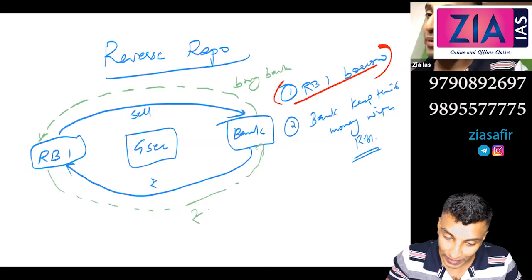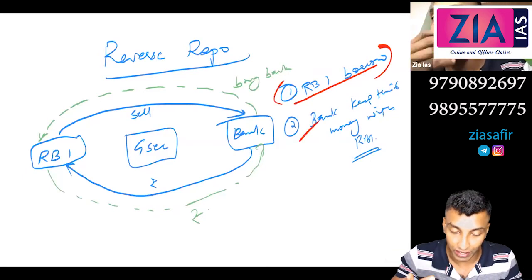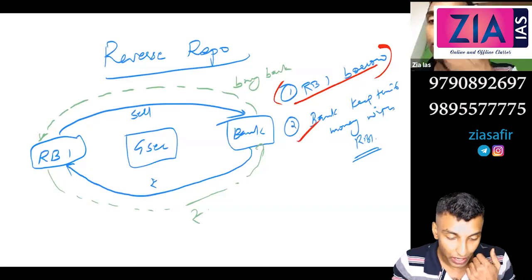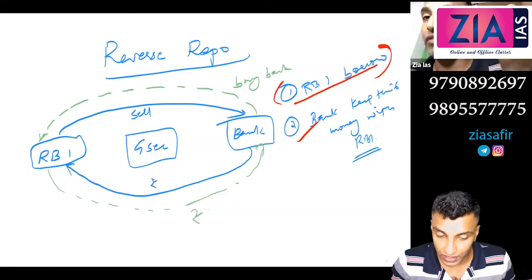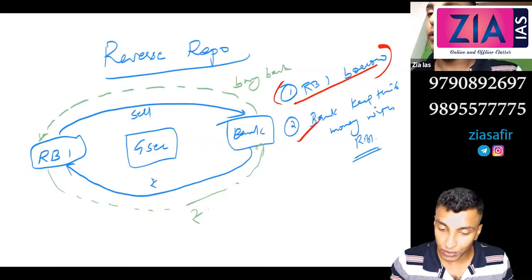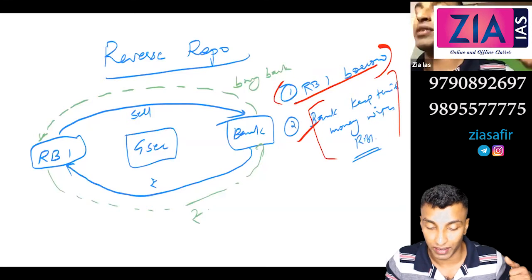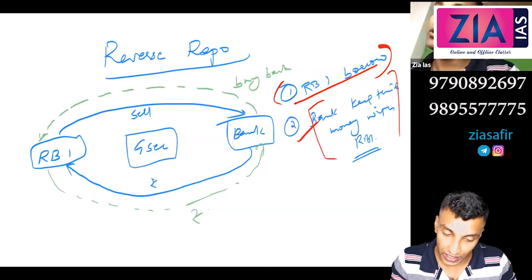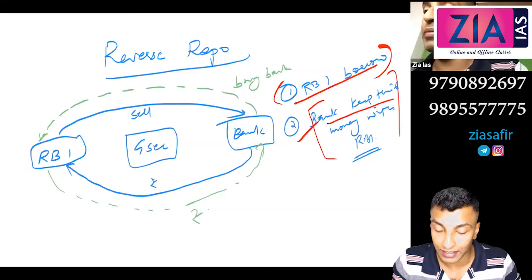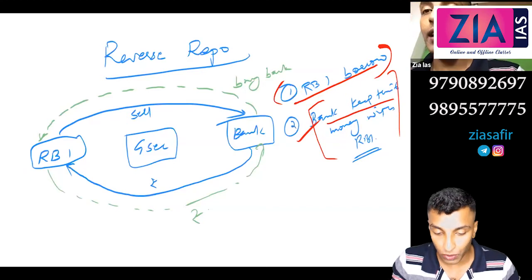But it is better to tell it this way. When RBI is giving better interest, why do banks give money to RBI? Because you get more interest. When the reverse repo is so high, banks give money to RBI. It is like depositing your money in RBI. So it is better to say banks keep their money with RBI rather than RBI borrowing from banks. Obviously, it is done to suck out money supply.